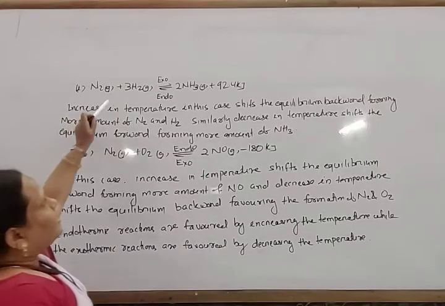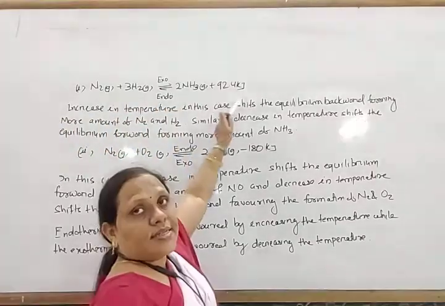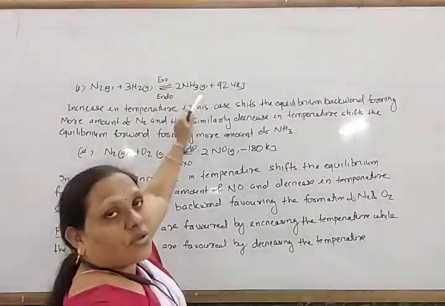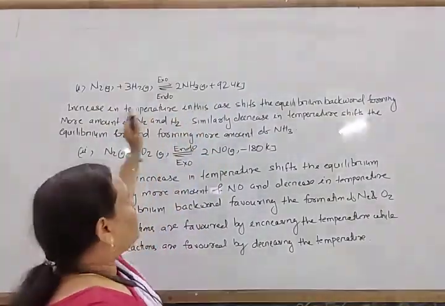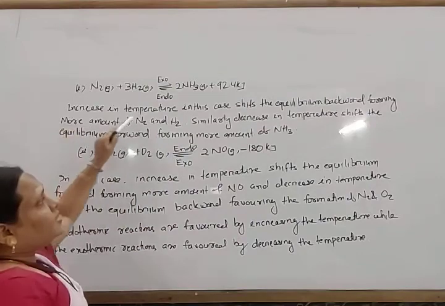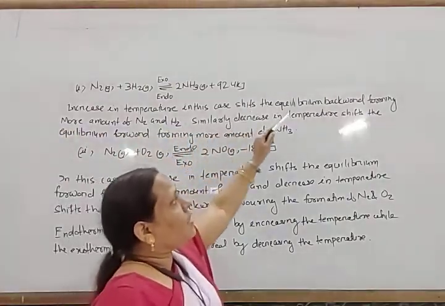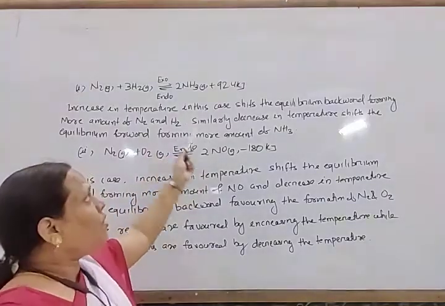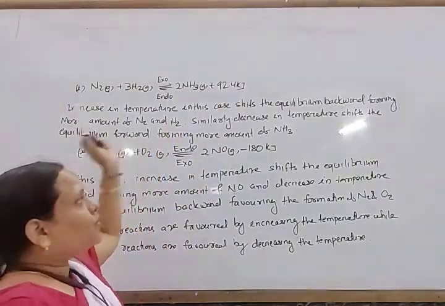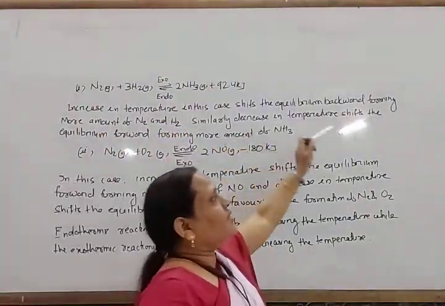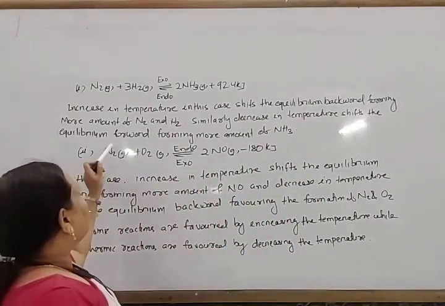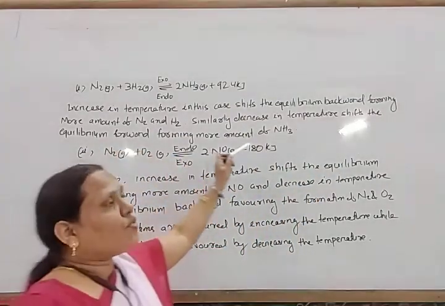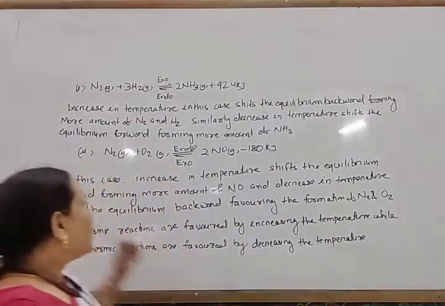N2 gas + 3H2 gas ⇌ 2NH3 gas. This reaction is exothermic in forward and endothermic in backward. So increase in temperature in this case shifts the equilibrium backward, forming more N2 and H2, or the decomposition of ammonia. Similarly, decrease in temperature shifts the equilibrium forward, forming more ammonia.